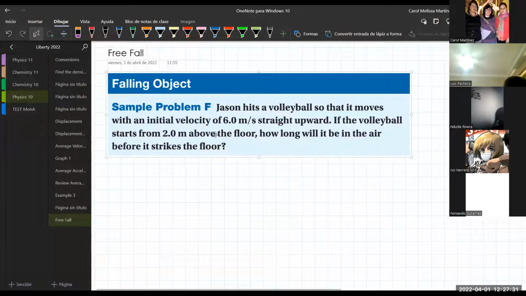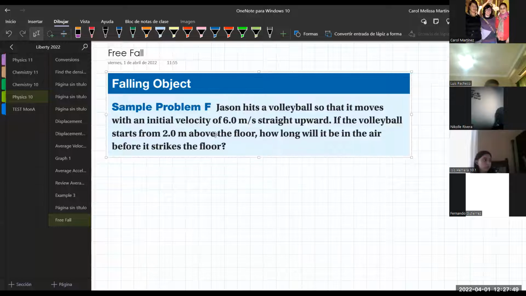Sample problem F. Jason hits a volleyball so that it moves with an initial velocity of 6 meters per second straight upward. If the volleyball starts from 2 meters above the floor, how long will it be in the air before it strikes the floor? So take a look for these exercises. As you're going to be able to notice, the recognition of the data is the exact same way that we did before. We need to start recognizing our given.